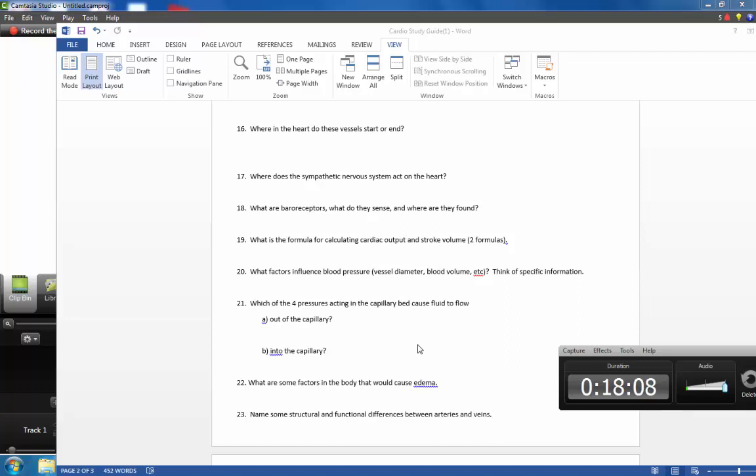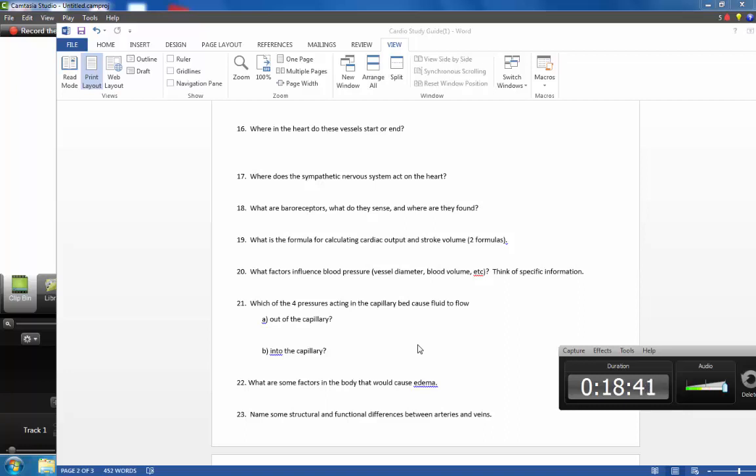I guess a big factor that would influence blood pressure is how much fluid you have. Yep. So blood volume is high for high blood pressure. All right, 4 pressures acting on the capillary bed. I don't think we need to go through those all specifically because we have this handout that lists them all, so you can do that on your own, because just look at that table and you can answer that question. So we'll skip that one.